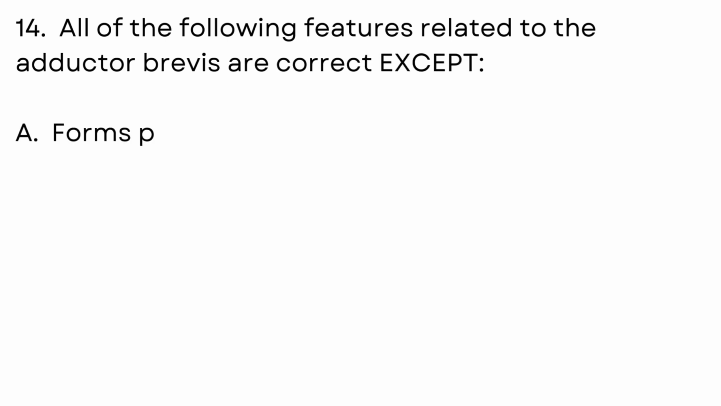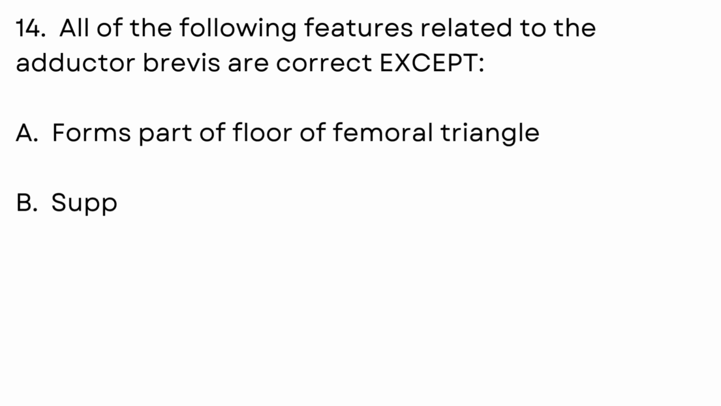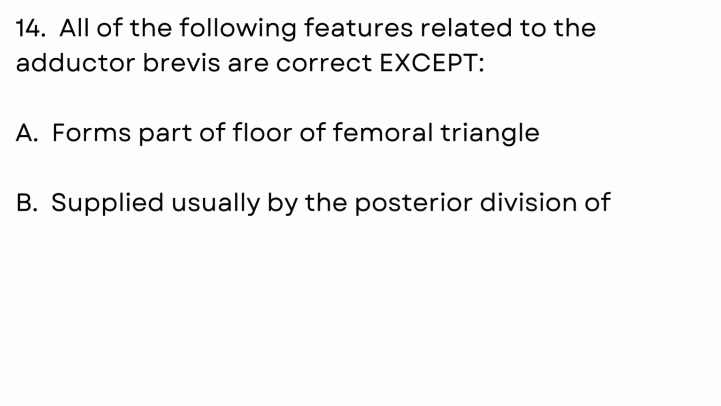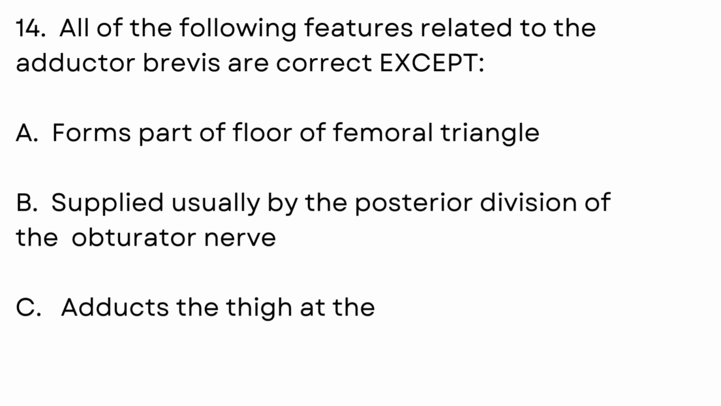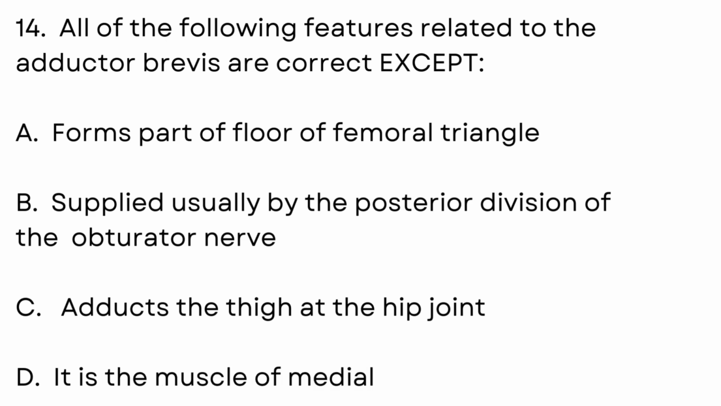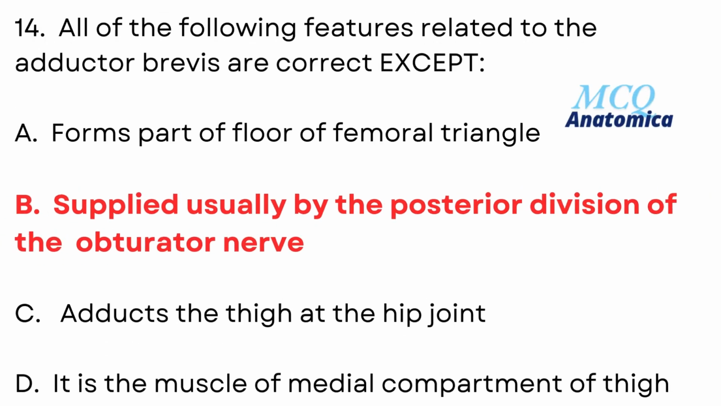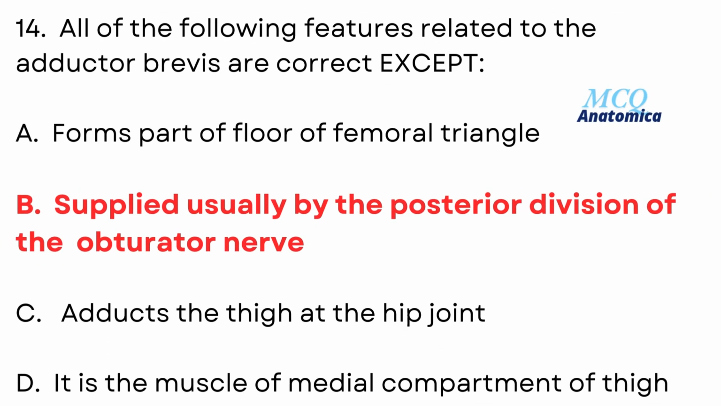14. All of the following features related to the adductor brevis are correct except A. Forms part of floor of femoral triangle. B. Supplied usually by the posterior division of the obturator nerve. C. Adducts the thigh at the hip joint. D. It is the muscle of medial compartment of thigh. The answer is B. Supplied usually by the posterior division of the obturator nerve.